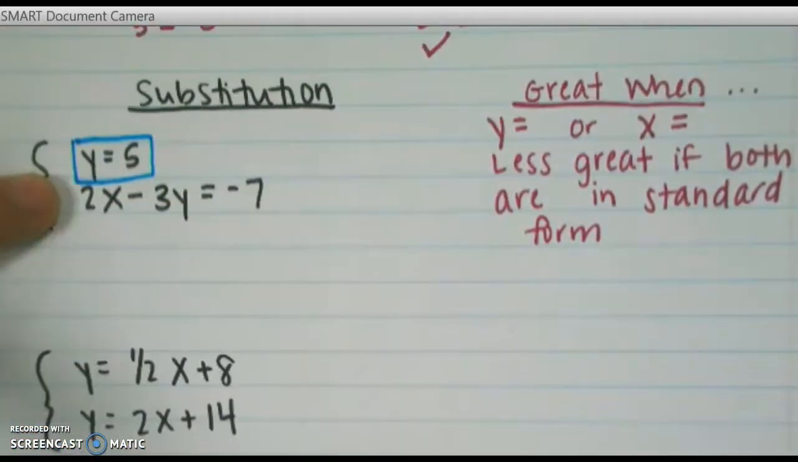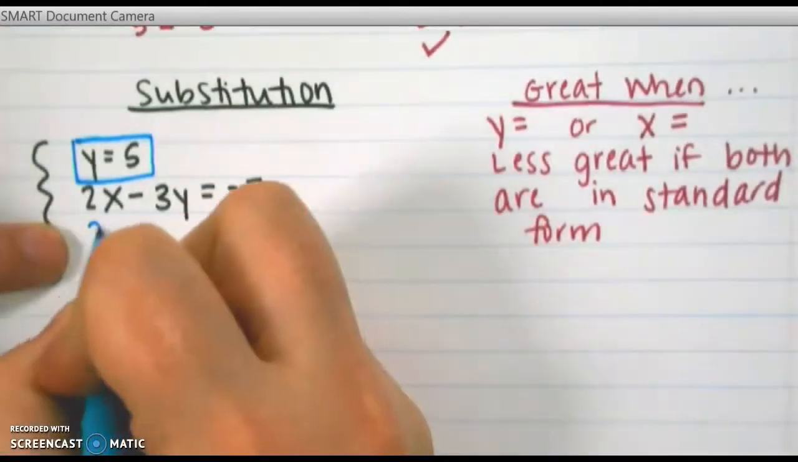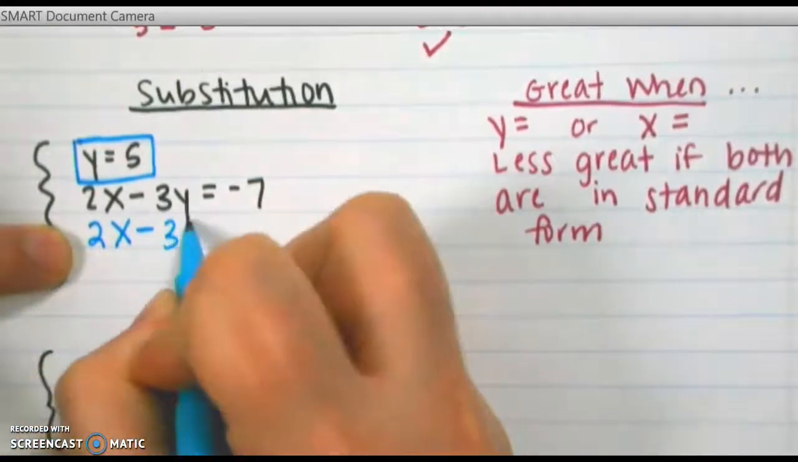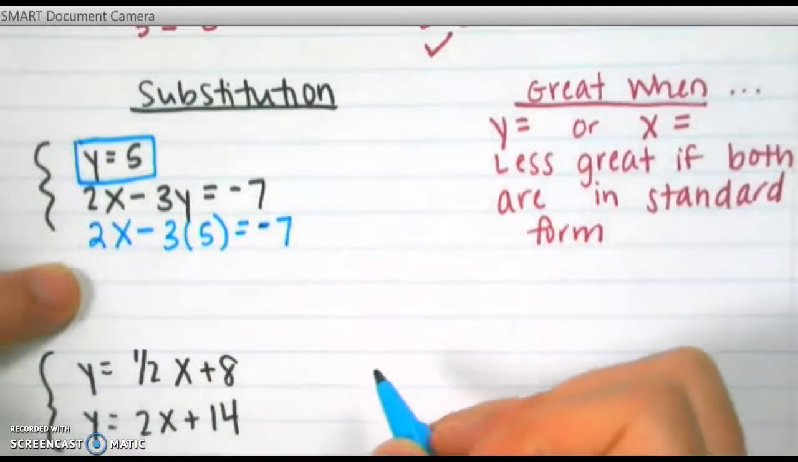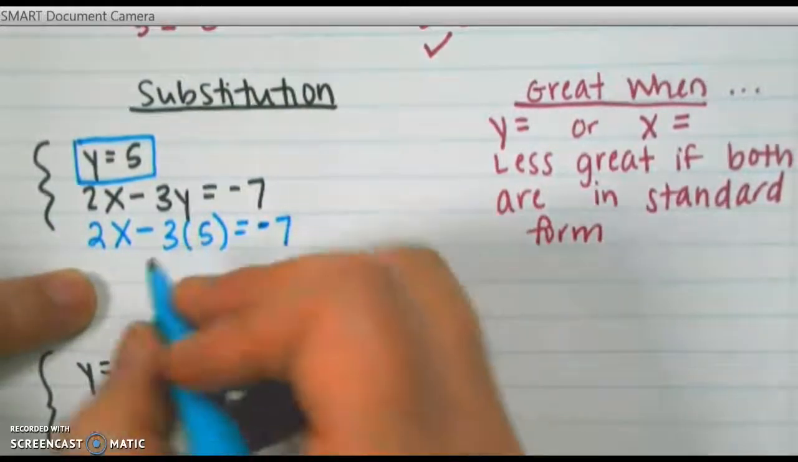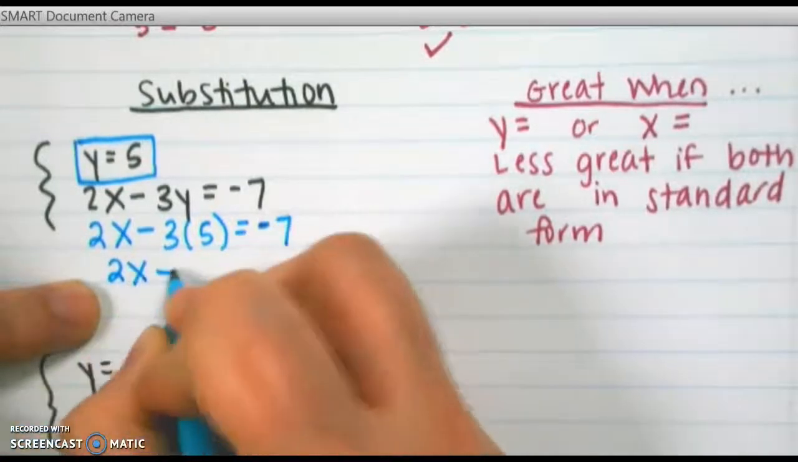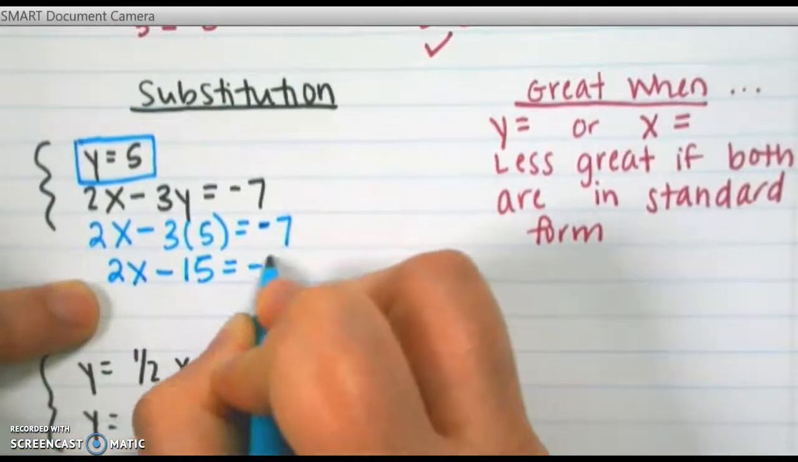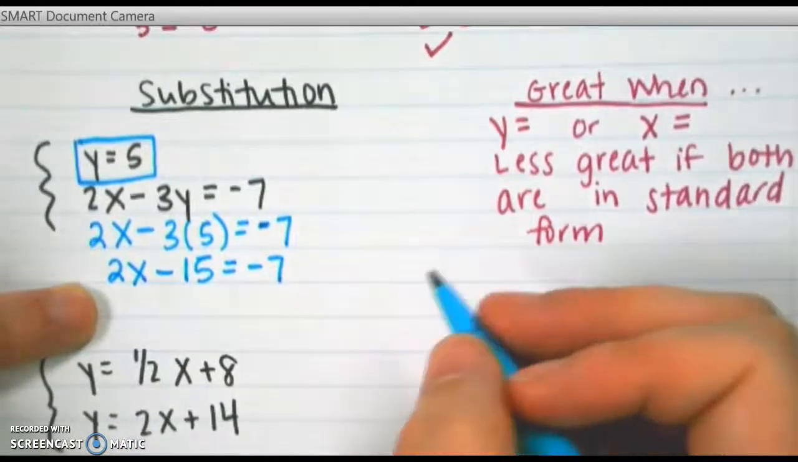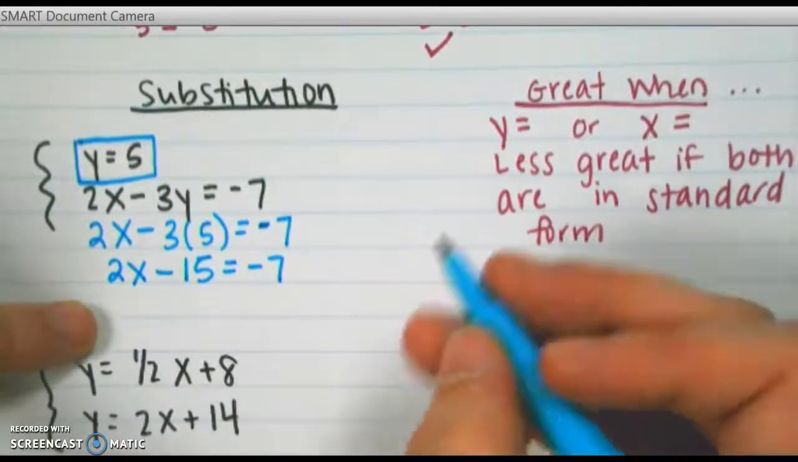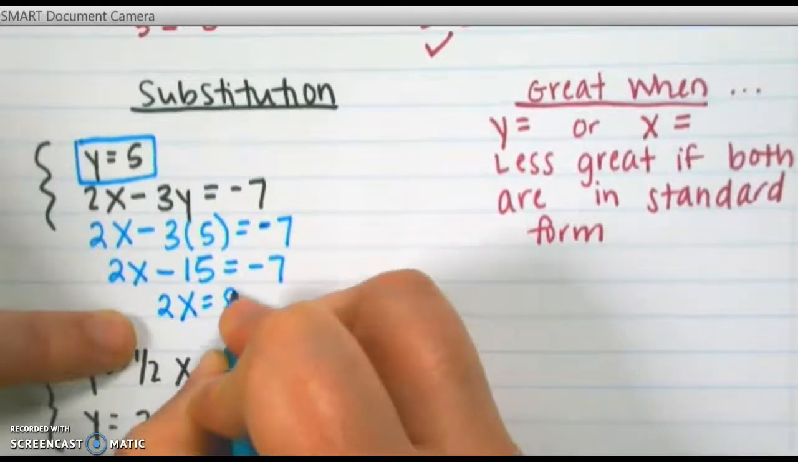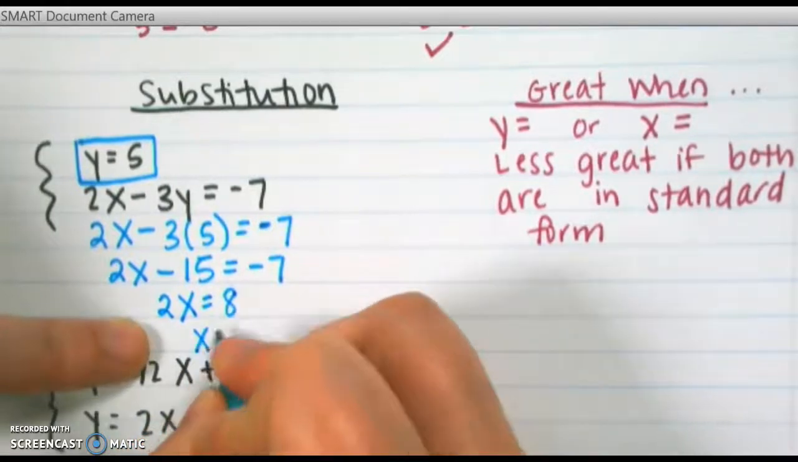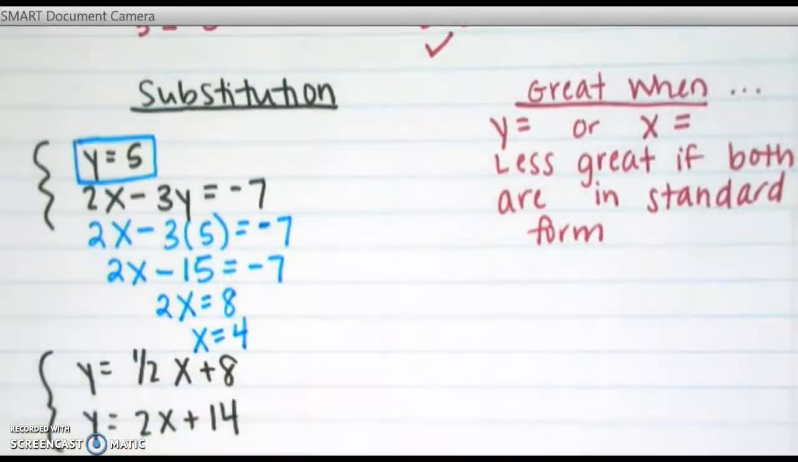They told you to plug in 5 wherever you see a y. So in the second equation, that's exactly what I'm going to do. Wherever I had y, I'm going to plug in 5. So I'm going to multiply. And from here, we're just solving a regular equation. So this happens to just be a little two-step equation. So I'm going to add 15 to both sides. So x is equal to 4.